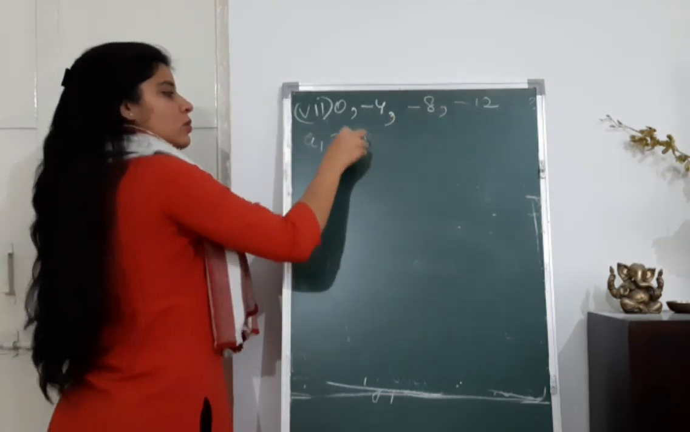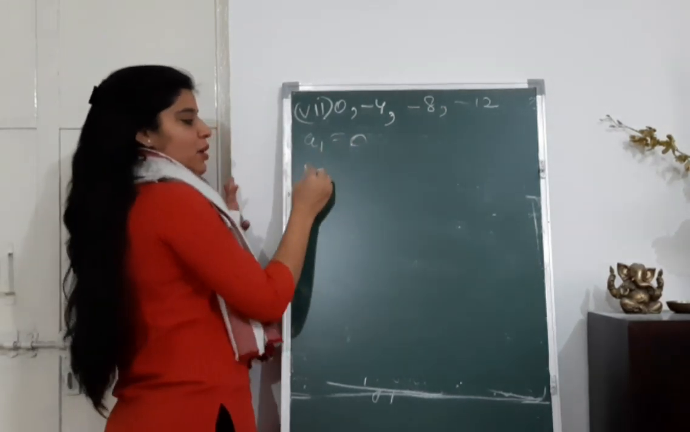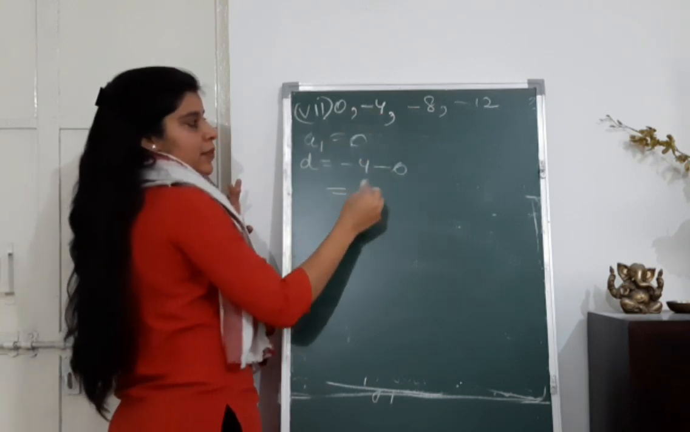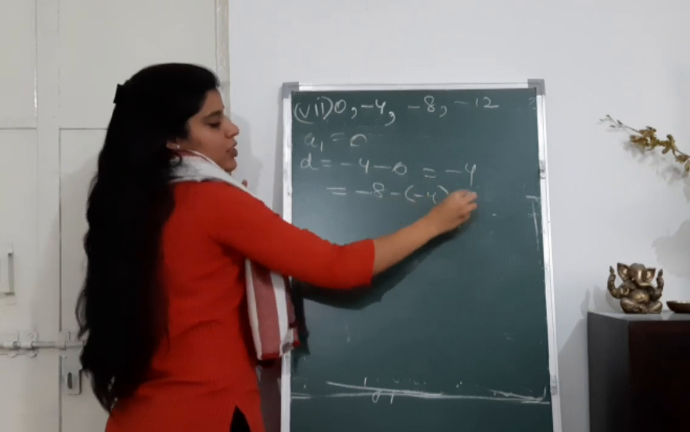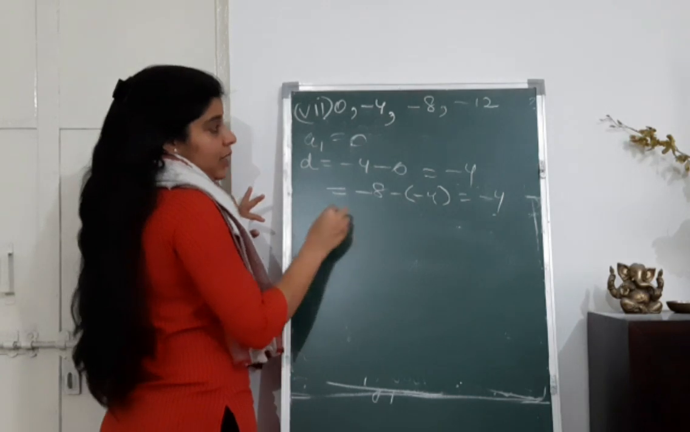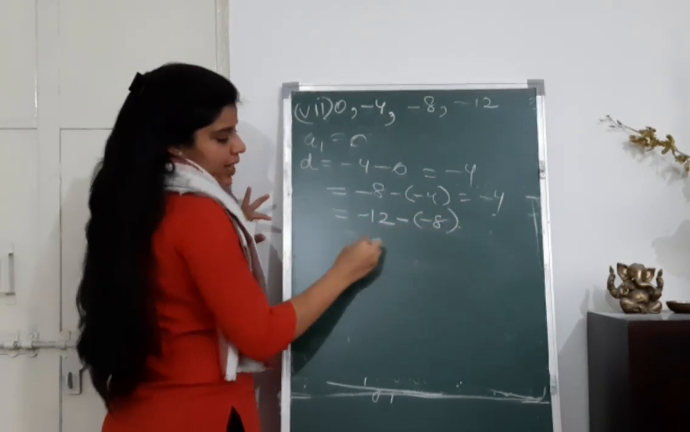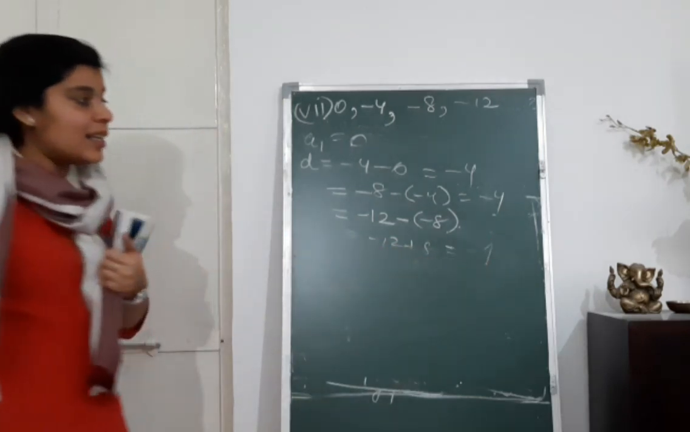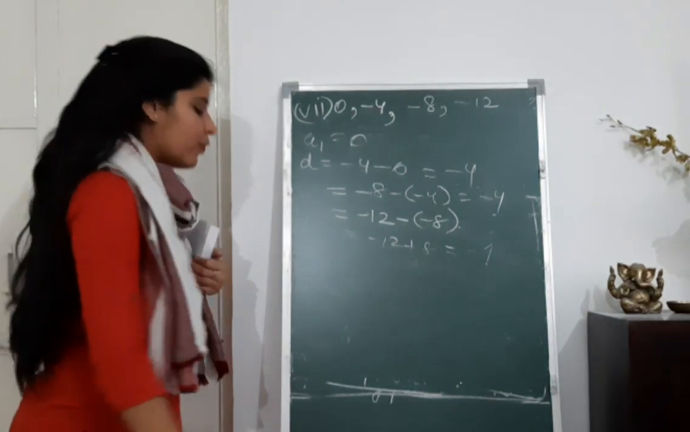A1 is equals to 0 only if it is forming an AP. So let's check whether it is forming an AP or not. Which is equals to minus 4, minus 8 minus 4, which is again equals to minus 4, because this becomes plus, and minus 8 plus 4 is minus 4. And this is minus 12 minus of minus 8, which is again minus 12 plus 8, again equal to what? Minus 4. Clearly this is forming an AP with a common difference of minus 4.